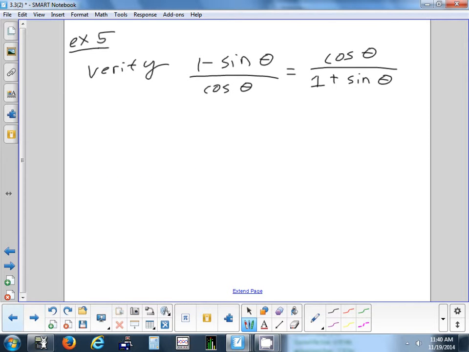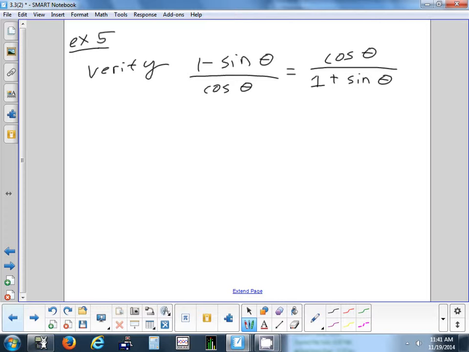All right, and let's finish up with this one. So this one they give us 1 minus sine over cosine on the left, and cosine divided by 1 plus sine on the right. Which side looks more complicated? Yeah, they're both pretty much the same level of difficulty, so it doesn't matter which side you start with this time. You can start with what's on the right and try to make it look like the left, or start with what's on the left and make it look like what's on the right.